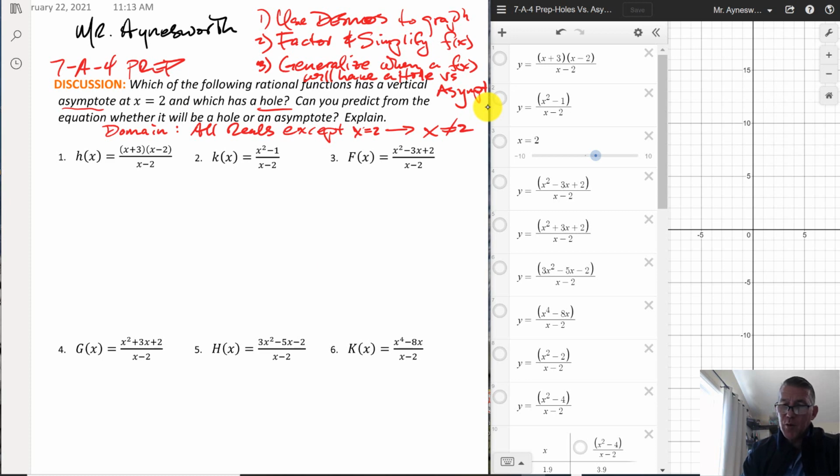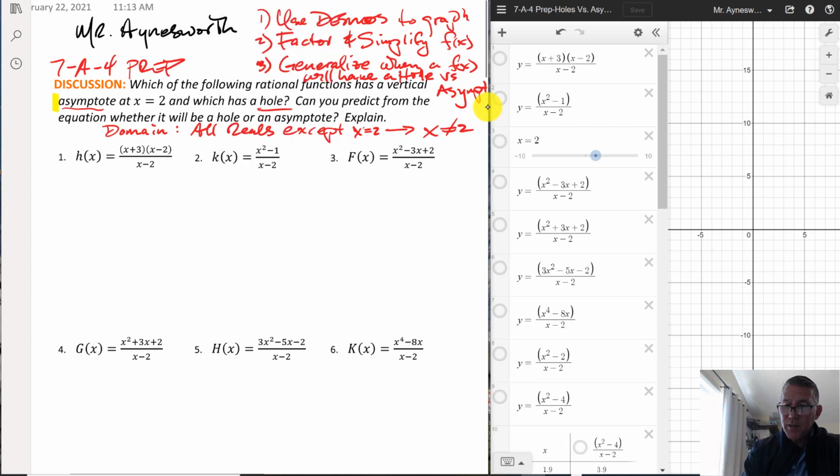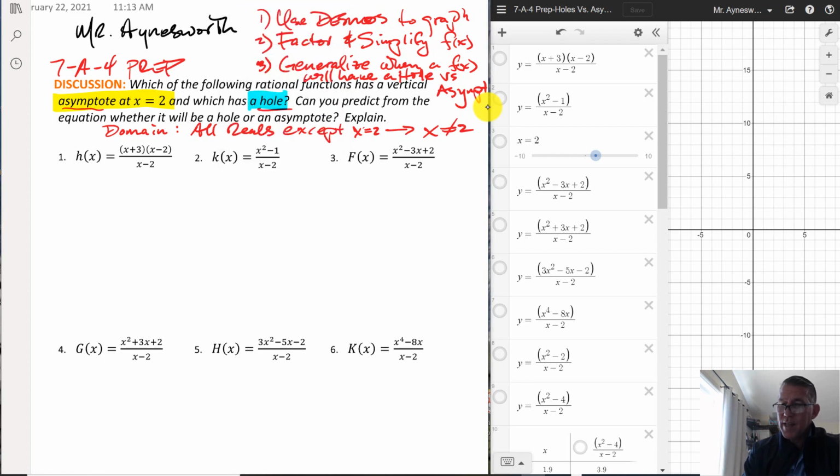So what happens? Well, you have two options. There are only two options. Option 1 is, do you have an asymptote at 2? Option 2, do you have a hole at that point? And if you do have a hole at that point, where is it located? You can figure out all that information.